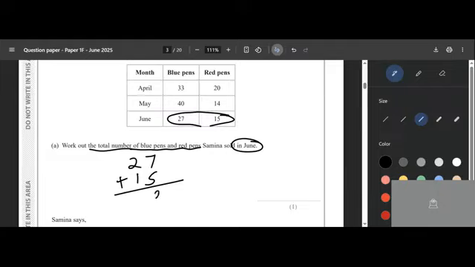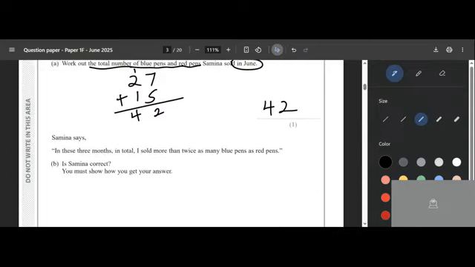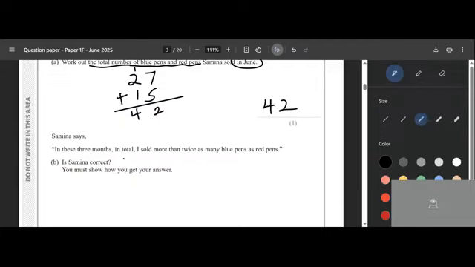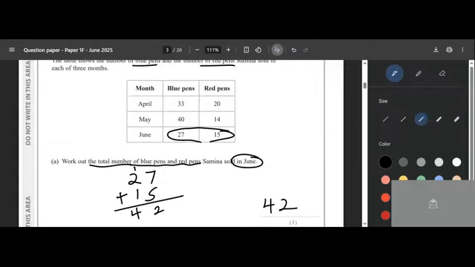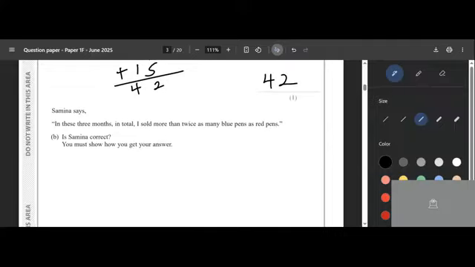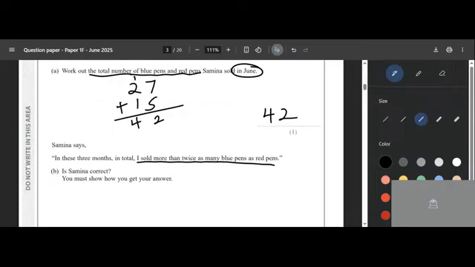So here you have 12, 4. It means that the total number of pens that were sold in June only, you add the 2, you have 42 pens. Then Samira says in these 3 months in total, I sold more than twice as many blue pens as red. So let us confirm if Samira is correct.